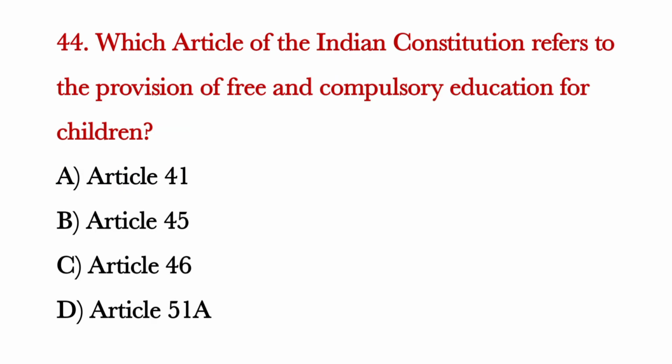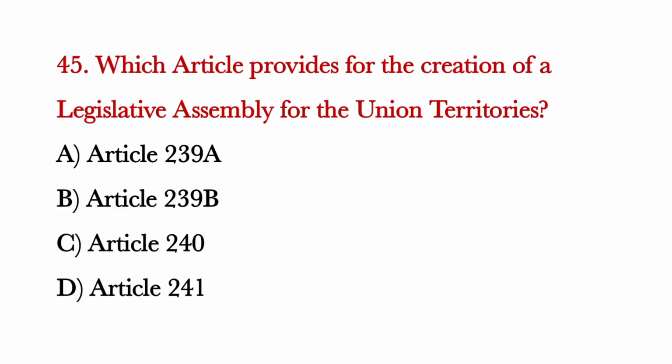Which article of the Indian Constitution refers to the provision of free and compulsory education for children? Correct answer is option B, Article 45. Which article provides for the creation of a legislative assembly for the union territories? Correct answer is option A, Article 239A.